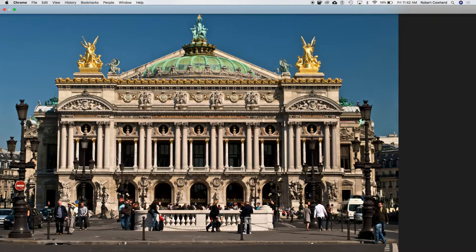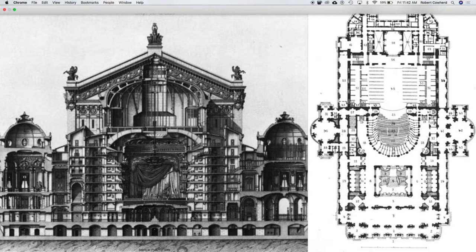If you did study this in history of architecture, it might have started and ended with this, the facade of the Paris Opera House. But you might have gone deeper in the section of the Paris Opera House. This little thing is the stage, and this is all the stuff that is the infrastructure and support of what happens on that stage. Here's the plan.